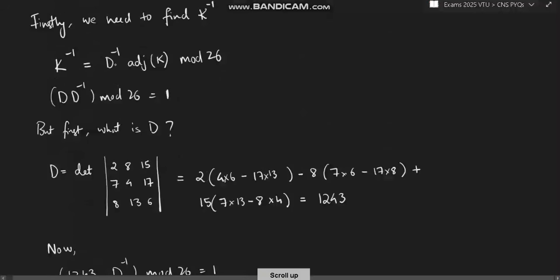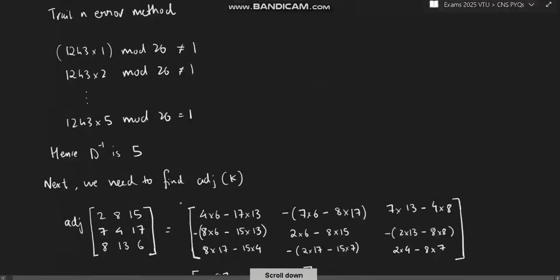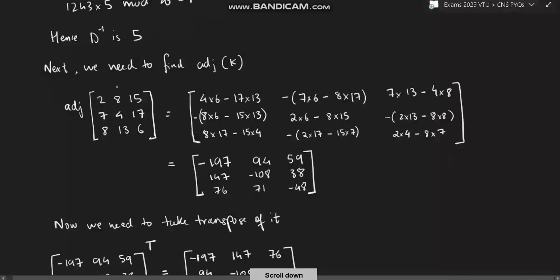Now we have got D inverse. You will be using D inverse in this formula, but in this formula we have adjoint of K, right? So how to find out the adjoint of K? For that you have to do again the same thing only. You will be ignoring the row and the column, and you will be multiplying 4 into 6 minus 17 into 13. You will be writing it here.